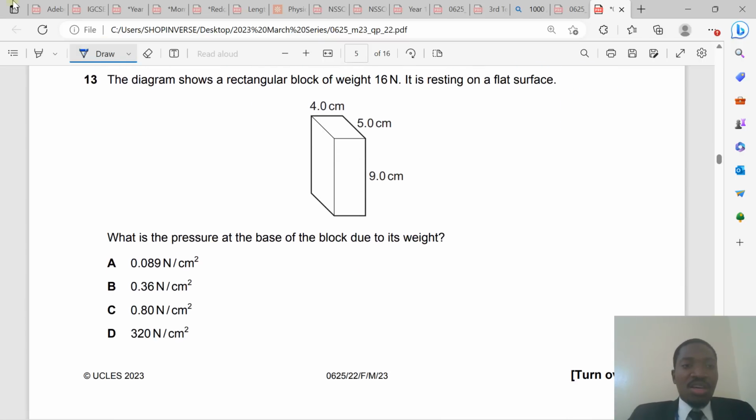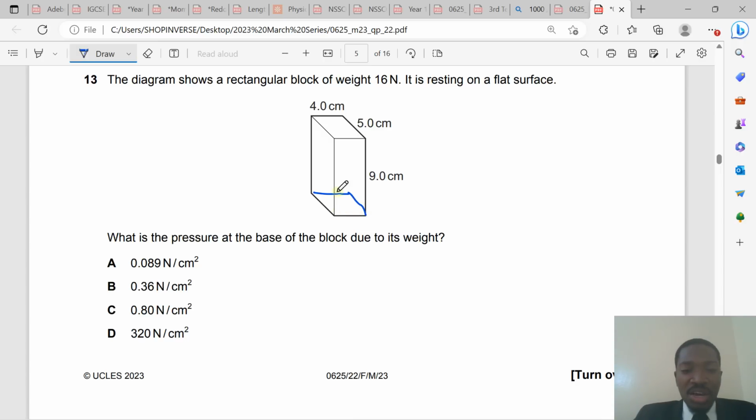Question 13. The diagram shows a rectangular block of weight 6 Newton. It is resting on this flat surface. What is the pressure at the base of the block due to its weight? Do not forget that this is the base, okay? This part is the base. Since this is 4 centimeters, from here to here is also 4 centimeters. And since this part is 5 centimeters, from here to here is also 5 centimeters.